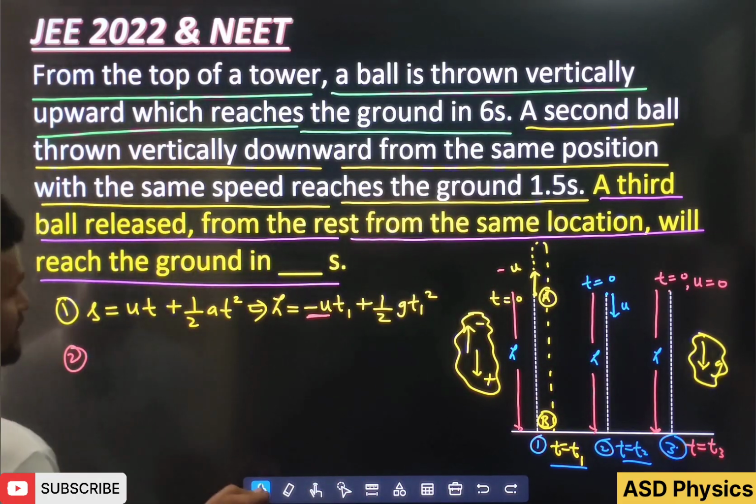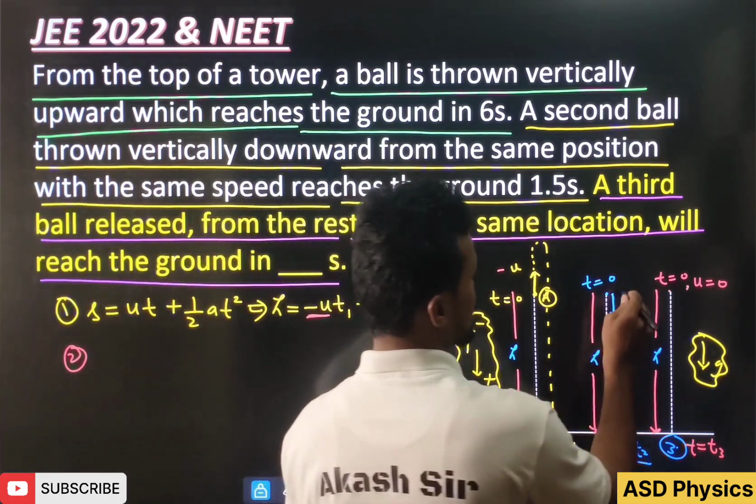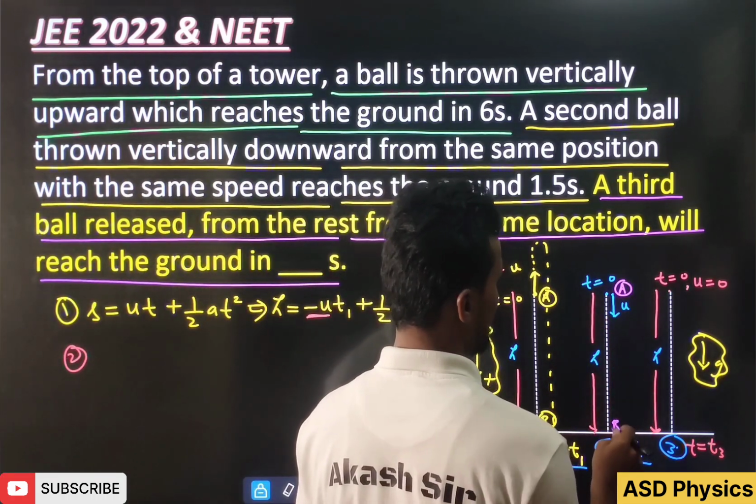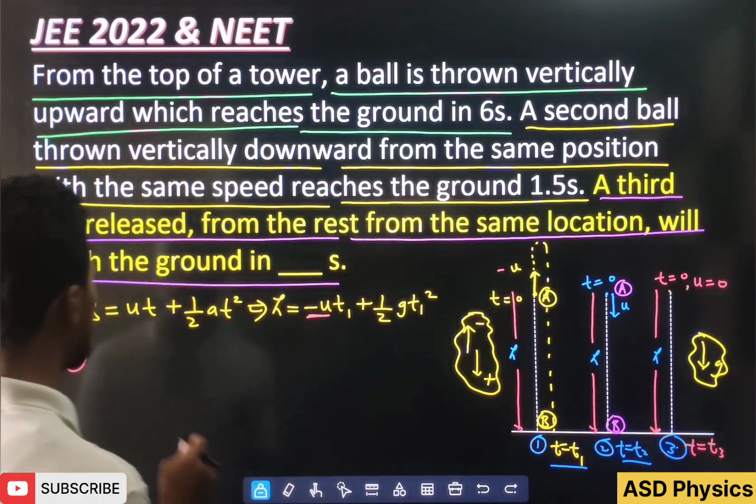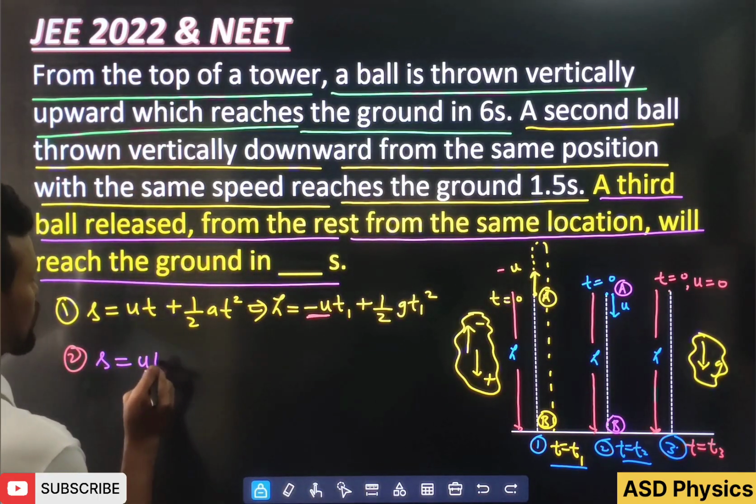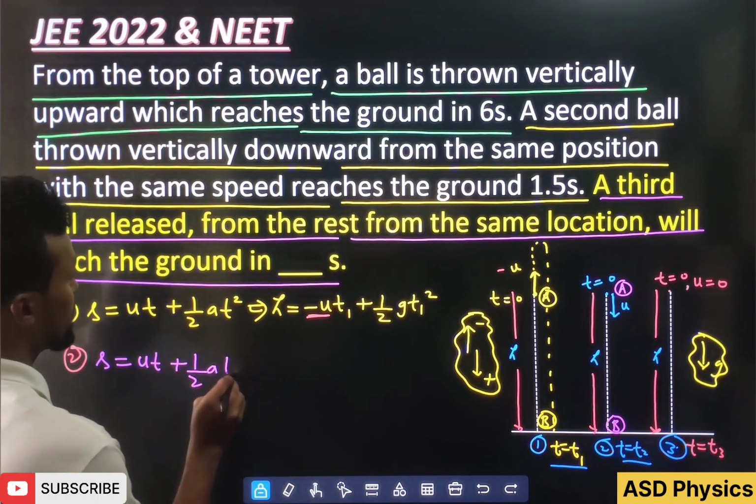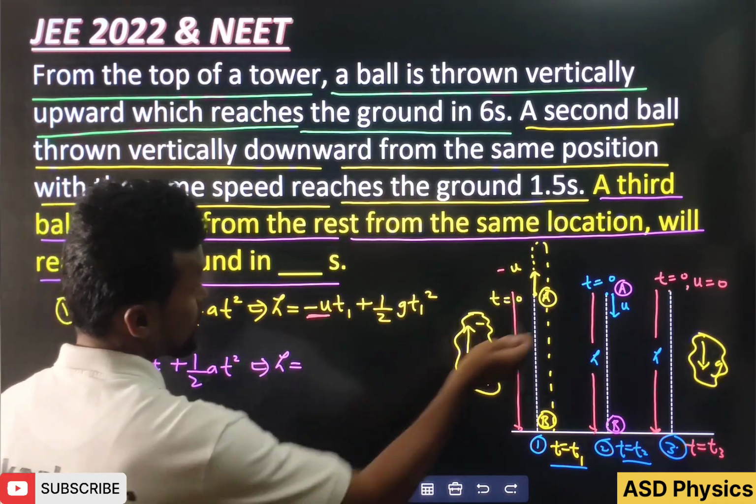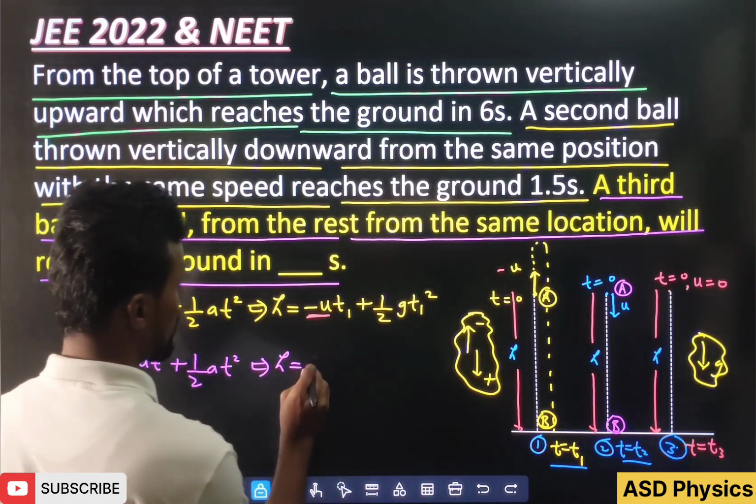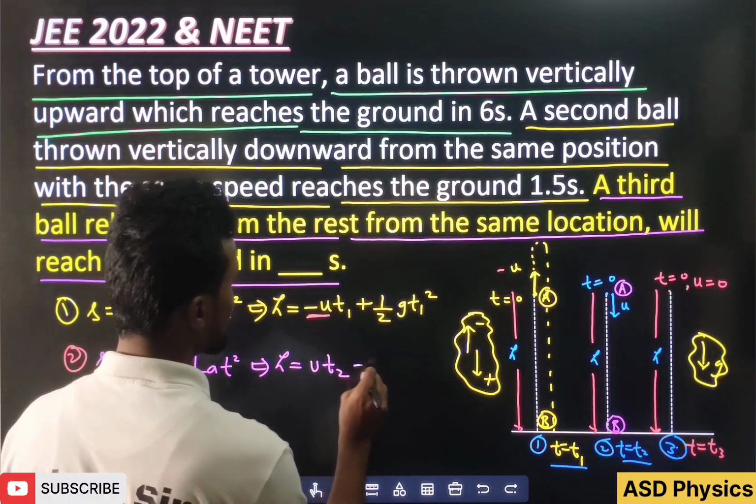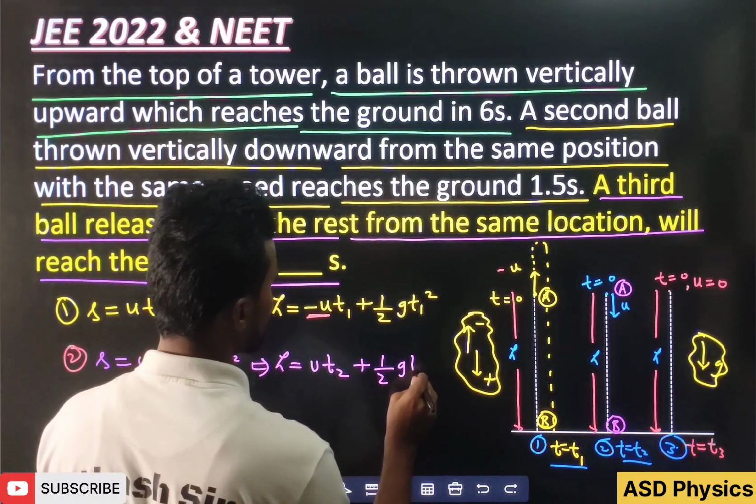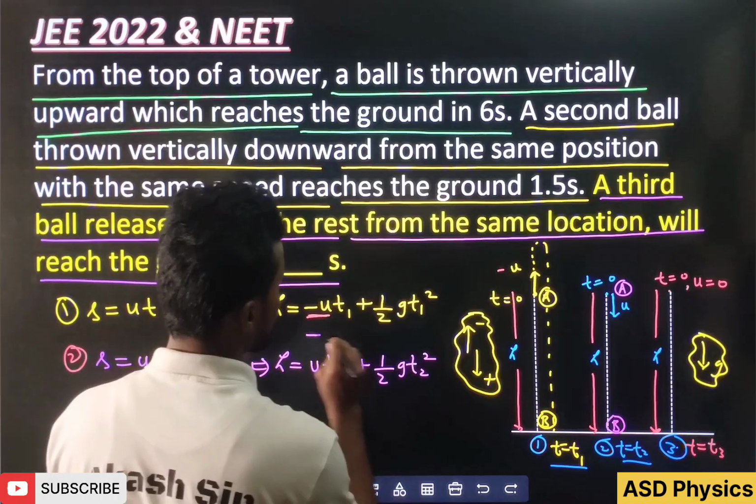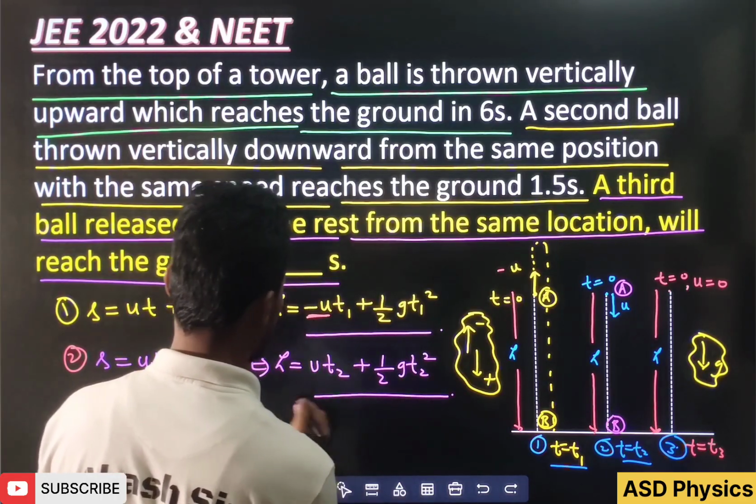Similarly, if we talk about the second situation, let's take this as point A and this as point B. Again, use the equation of motion, s equals ut plus half at square. What will come here? h, plus only, since the velocity is downward. So h equals ut2 plus half gt2 square, where t2 is the time taken. This is the equation we have got.